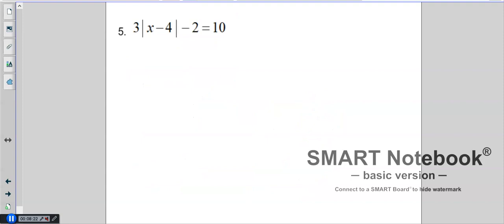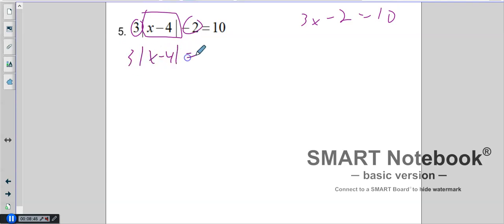Now here, notice, here's my absolute value bars. It's being multiplied by 3 and subtracted by 2. This is kind of like if I had something like this, 3x minus 2 equals 10. My absolute value bars is my x that I'm trying to solve for ultimately. So I need to get rid of the 2, then the 3. So I'm going to add 2 to both sides. And that's going to give me 12. Add 2 will cancel. 10 plus 2 is 12. Now I'm going to divide by 3. So absolute value x minus 4 equals 4.